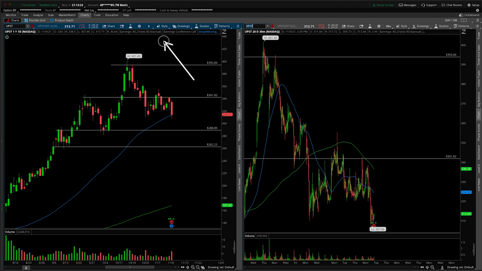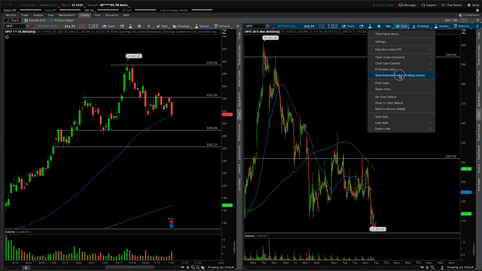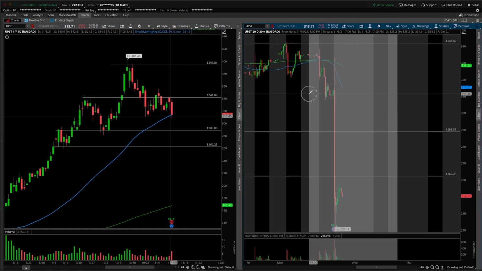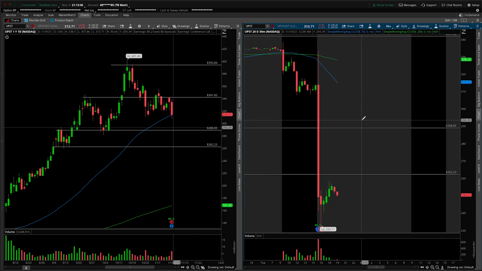On the left-hand side, we have the daily time frame, and on the right-hand side, the 30-minute intraday time frame. First things first, I need to let you know they gave us an earnings announcement after the bell today, so let's flip on the extended hours session and see what's going on with the number. And my goodness, is that a nasty candle or what?